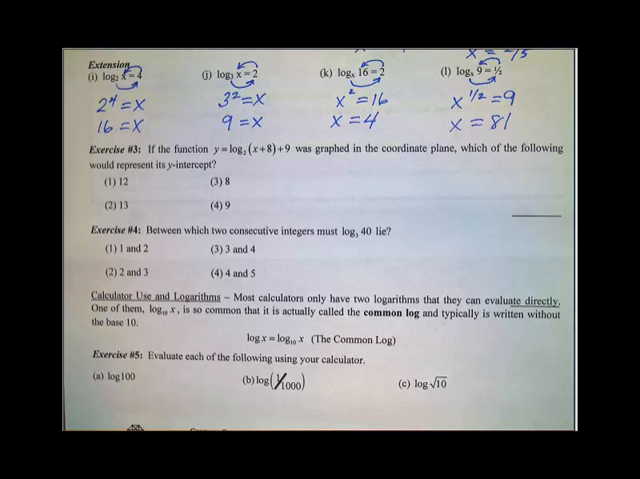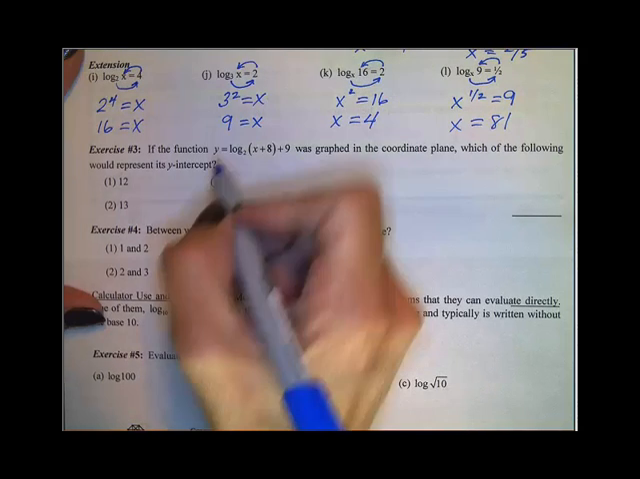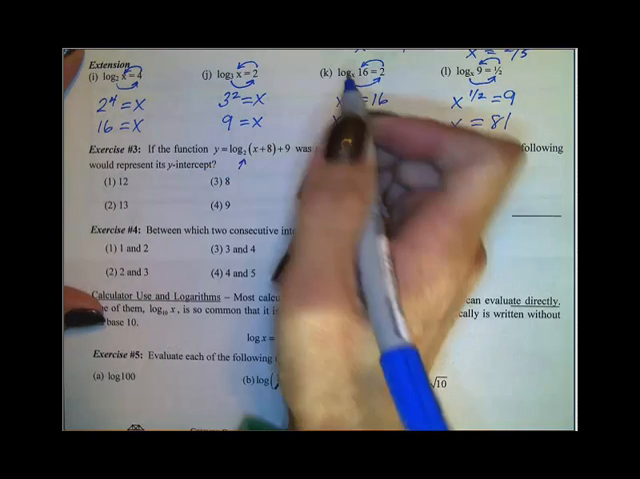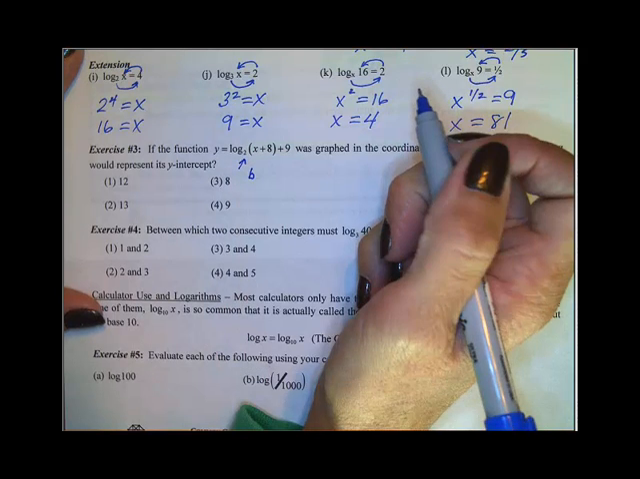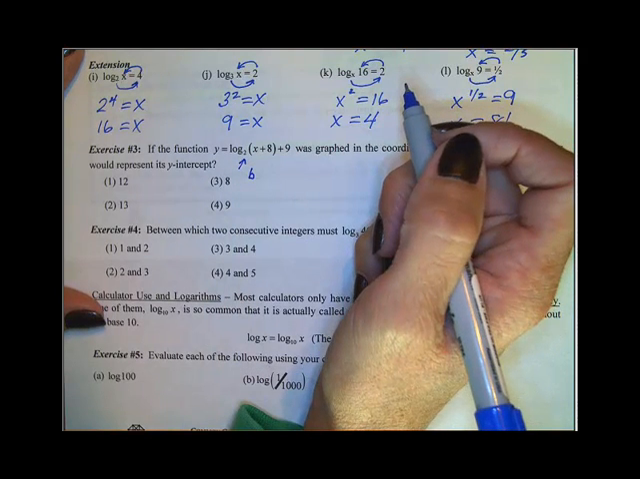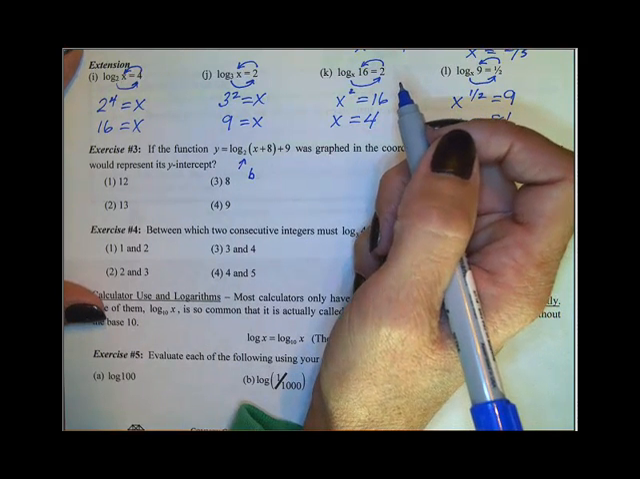So the next two require a calculator. So they say if the function y equals log base 2 of x plus 8 plus 9 was graphed in the coordinate plane, which of the following would represent its y-intercept? Well, certain things you need to know about logs. Your base is not ever going to be negative, and it's not ever going to be 0, and it's not ever going to be 1.